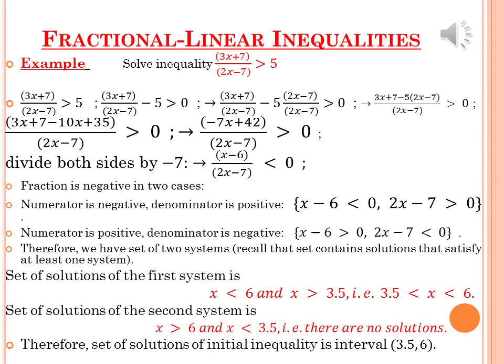The other assumption, if x minus 6 greater than 0 and 2x minus 7 less than 0, we have x greater than 6 and x less than 3.5. So what is the common result? The common result here is x greater than 3.5 and less than 6. It is the correct result for this. We can also show it on a number line.